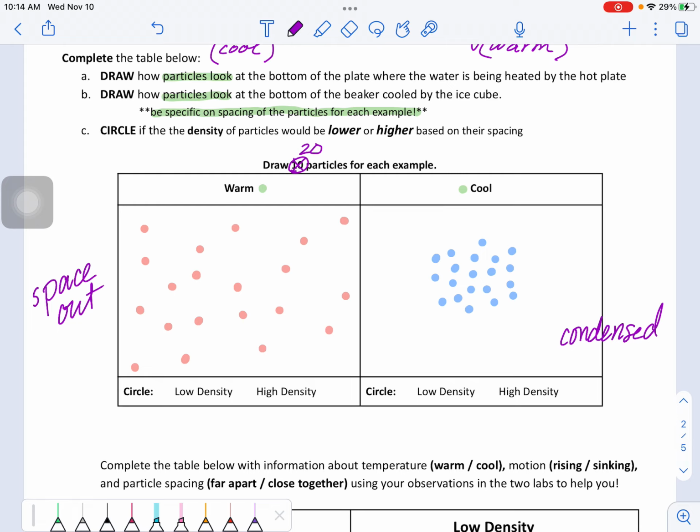They've cooled down. I always think about the visual of like kids at a bus stop huddled together. Not a lot of energy, not a lot of motion, staying close. Whereas here, summertime, it's warm, we're running around, we got more energy, a lot more space with our particles here.